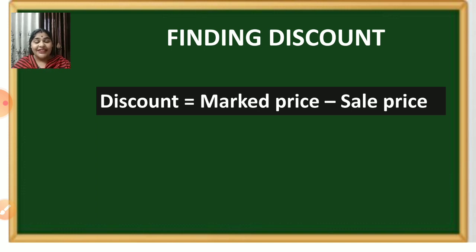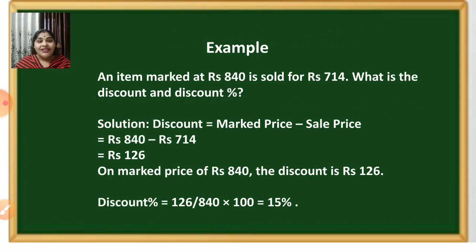Now marked price is nothing but the actual price of the product, and sale price means after discounting at what price it is selling, that is, at what price the shopkeeper is selling. So from marked price, when you subtract the sale price, you will get how much he is giving as discount. Okay, you can also find the discount percent, children. Depending on this concept, we will see one example. So here is an example. An item marked at rupees 840 is sold for rupees 714. What is the discount and what is its discount percent?